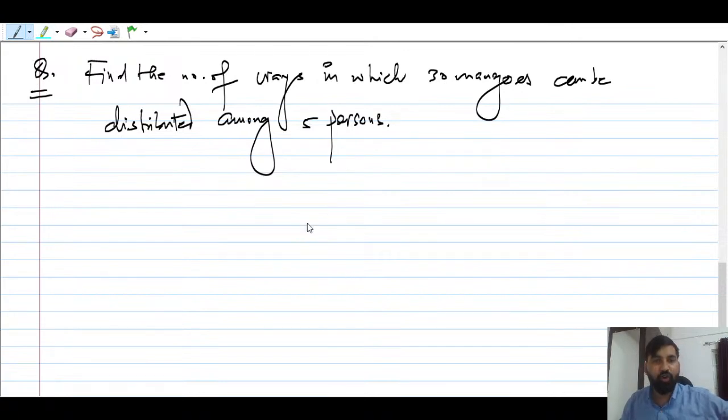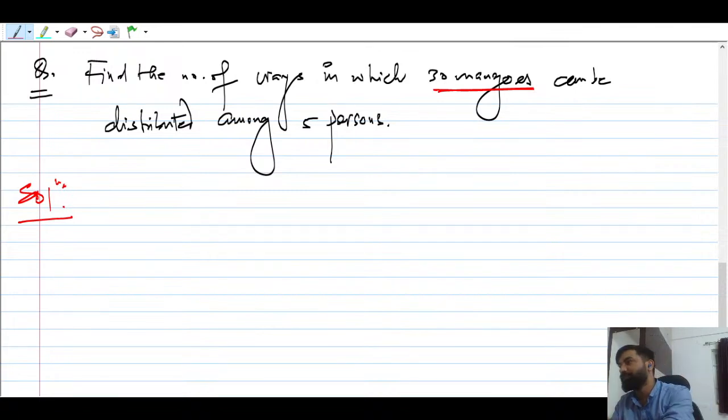Yes. So how can we solve this question? You see, what they are saying is: find the number of ways in which 30 mangoes, these 30 mangoes are same, alike objects, right? And there are 5 persons. You can say there are 5 beggars, and these 30 mangoes are, you can say, coins. There are 30 coins and 5 beggars, right? I hope this makes sense.